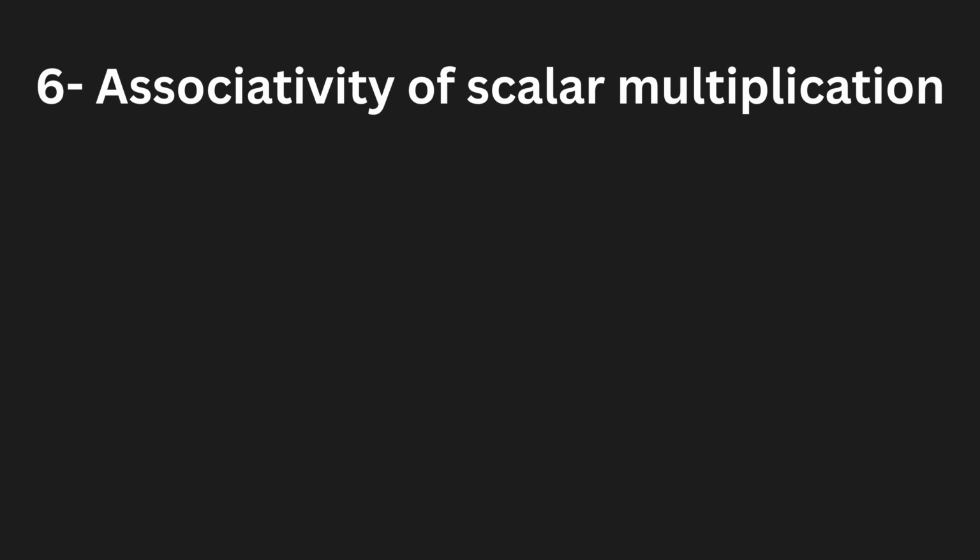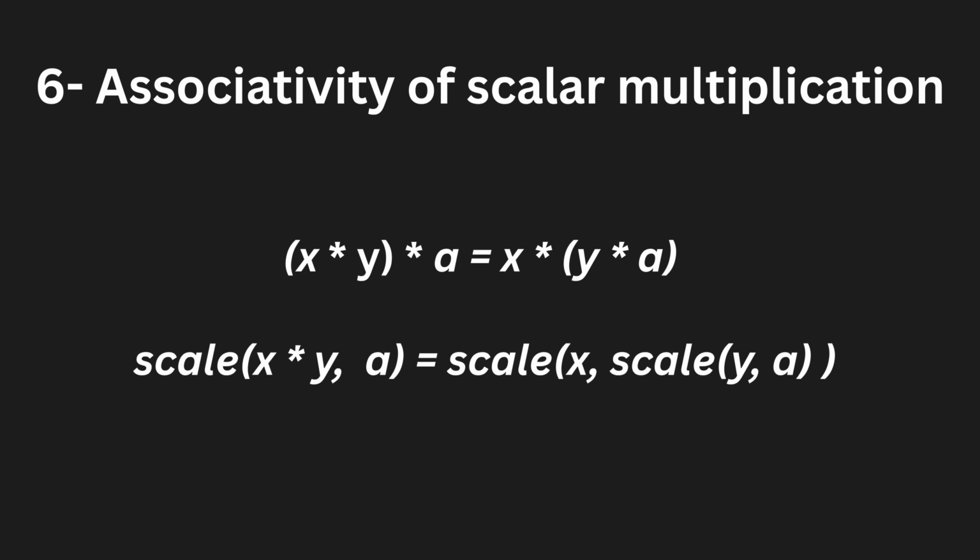Multiplicative identity of scalar multiplication. Multiplying 1 with vector A results in vector A. Associativity of scalar multiplication. Multiplying scalar y with vector A, then the result with scalar x, is the same as multiplying scalar x with vector A, then the result with scalar y.